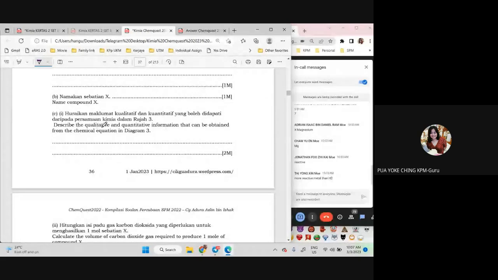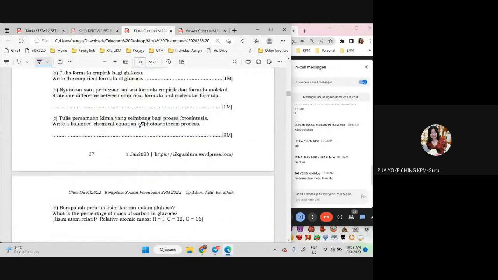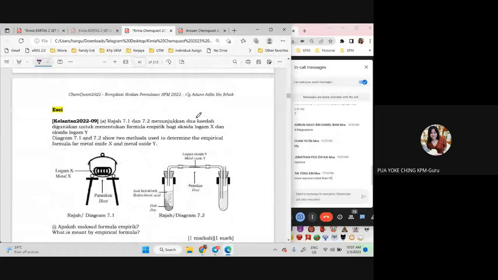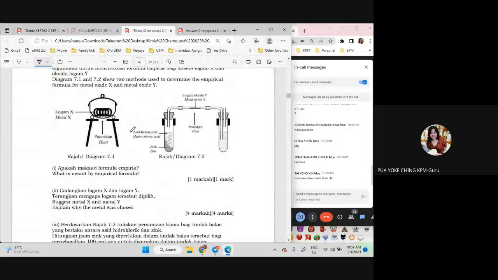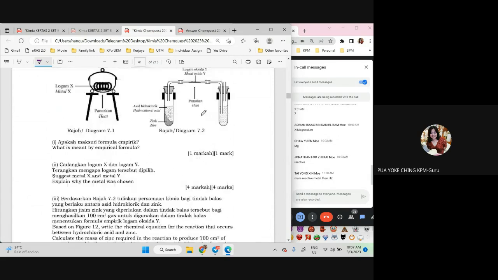Okay, so the qualitative and quantitative information. Empirical formulas. This is the essay lah. What is empirical formula? Cadangkan X and Y. This is Kelantan 2022. Dia modified the questions from SPM 2021 to become the essay part.